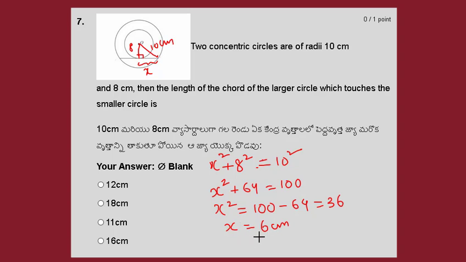This is the half length of the chord. x equals 6 centimeters. So to find out the total length, let us take 2x. 2 times 6 is equal to 12 centimeters. So 12 centimeters is the length of the chord.